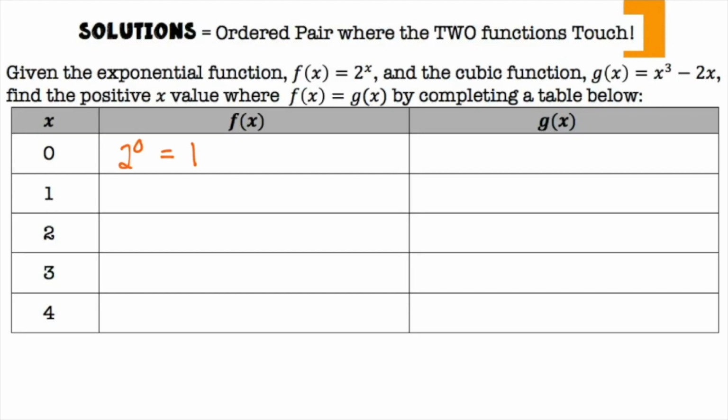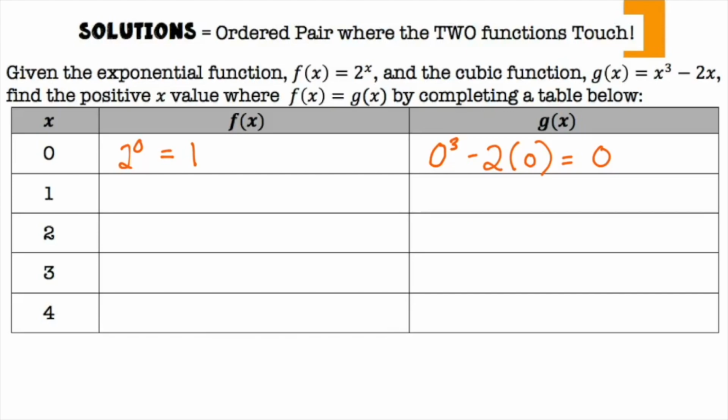So if you plug 0 into the first function, that equals 1. If you plug 0 into the second function, you have to plug it into wherever x is. And in g of x, there's two places where x is. 0 to the third power is 0. 2 times 0 is also 0. So 0 minus 0 is 0. So it doesn't match there because you would have to have the answers match on the f of x and g of x side.